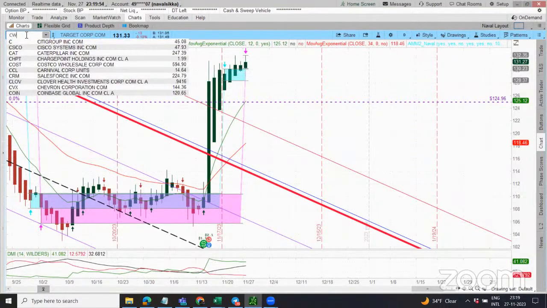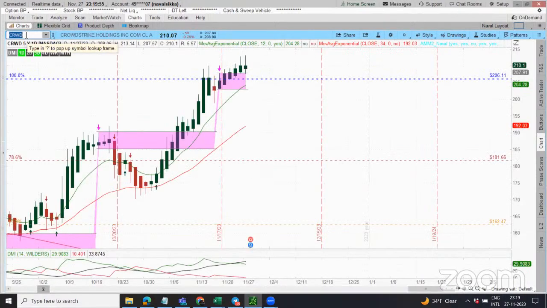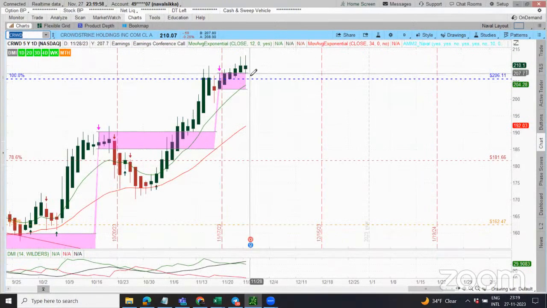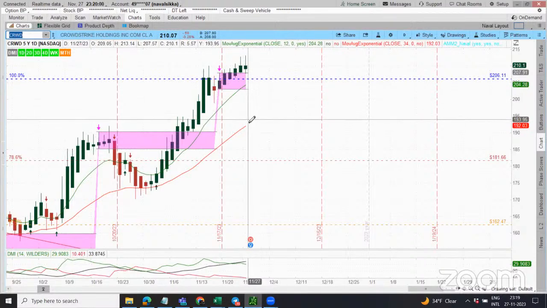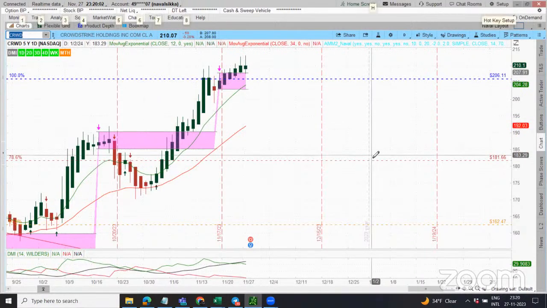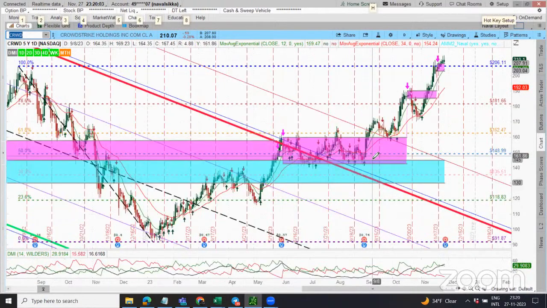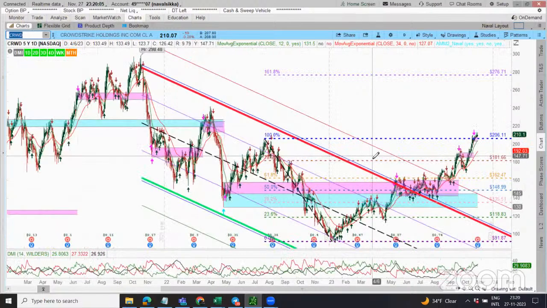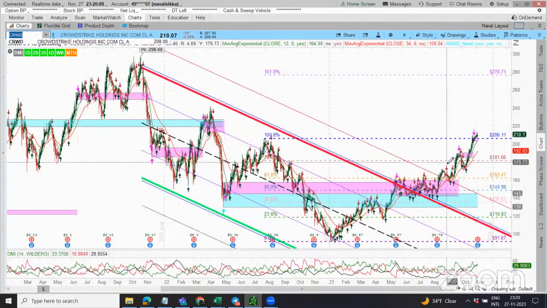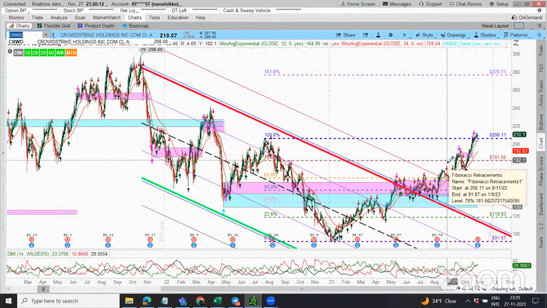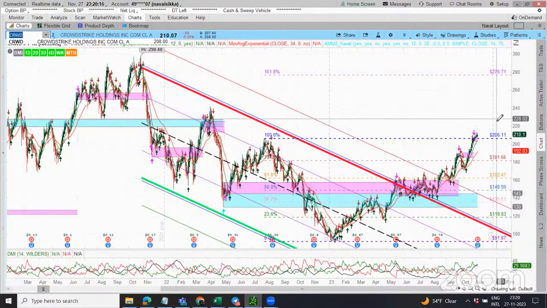Crowd, as I remove pan W, crowd, if it loses 206, it can come down to 190. It is stretched to an extreme area, 206. So I'm going to wait. If it holds 206, that's the thing. If it holds, we are looking at 228, 230. If it doesn't, we are going back to 192s.